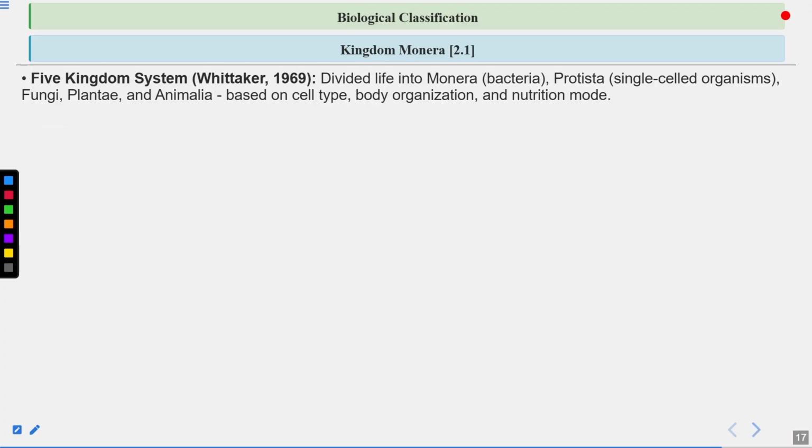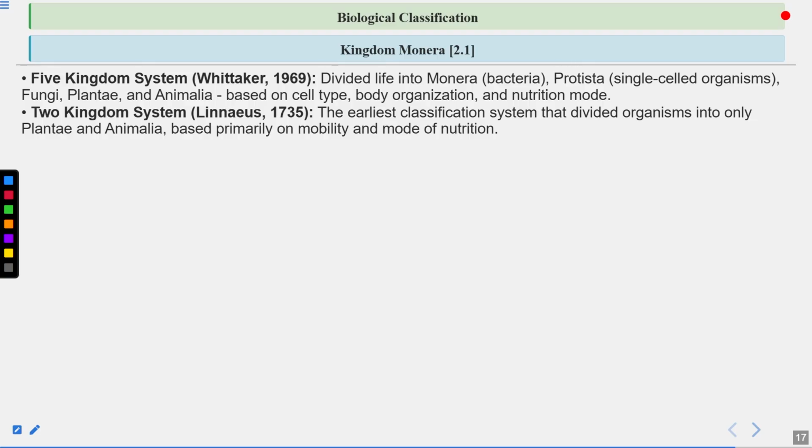Let's now summarize the entire theory that we have discussed. We talked about the five kingdom system of classification given by Whittaker in 1969. He divided the life forms into Monera, which includes bacteria, then Protista, which includes single cell eukaryotes. Then fungi, plants, and animals are also eukaryotes. What was the criteria used by Whittaker? He grouped different organisms into various kingdoms based on cell type, body organization, mode of nutrition, and mode of reproduction.